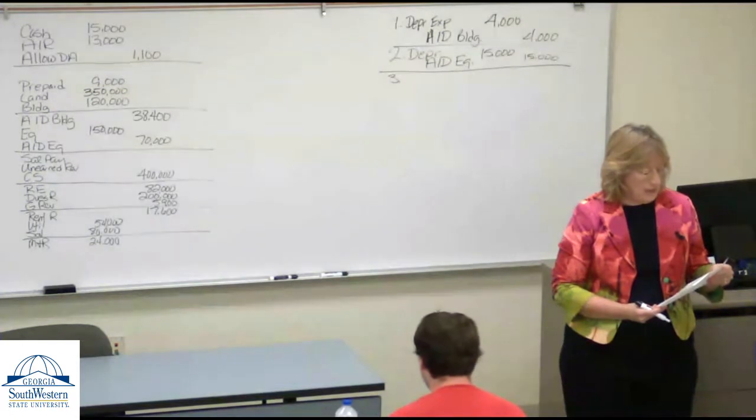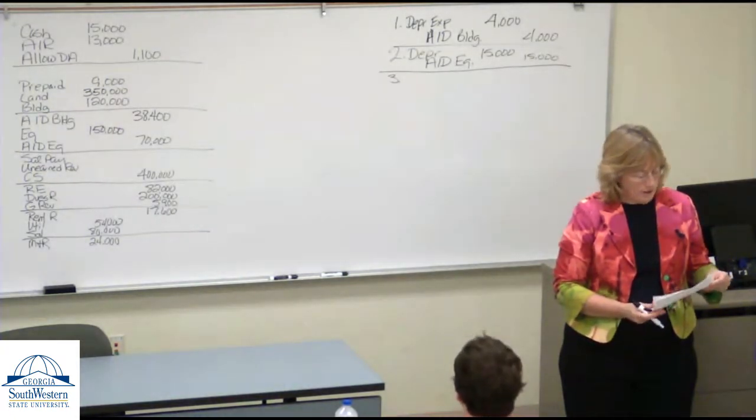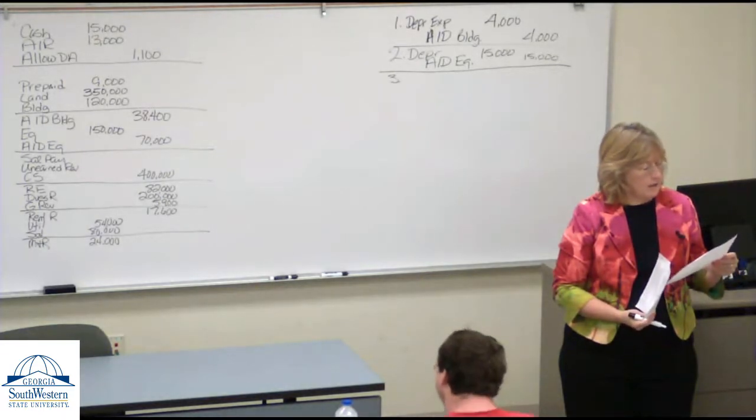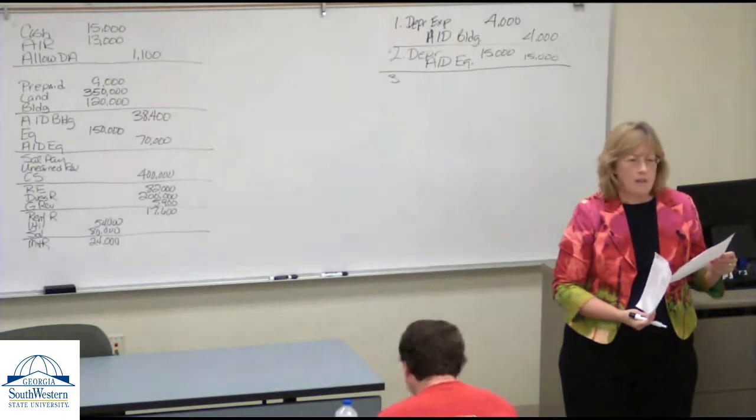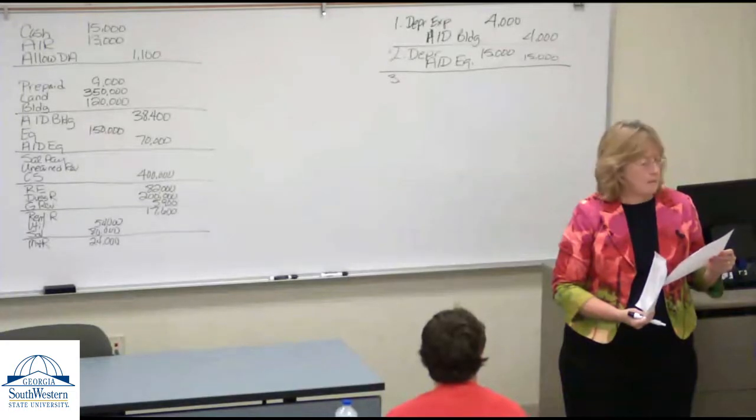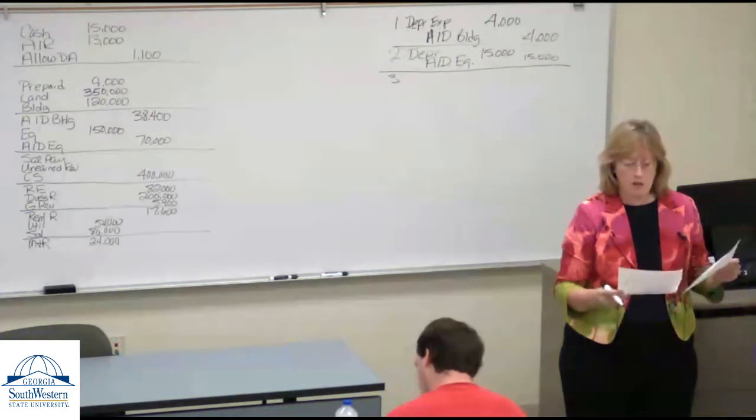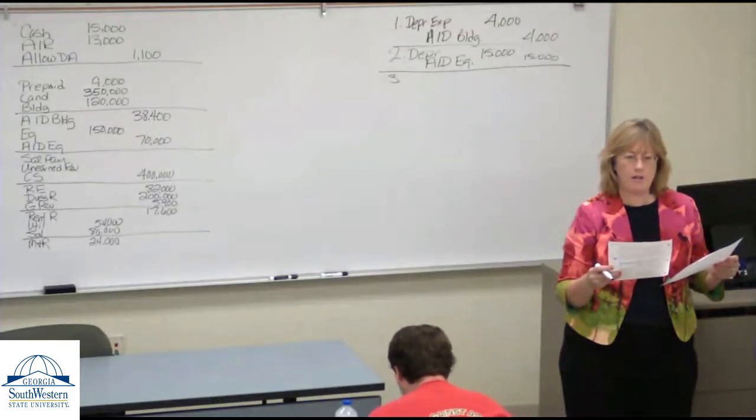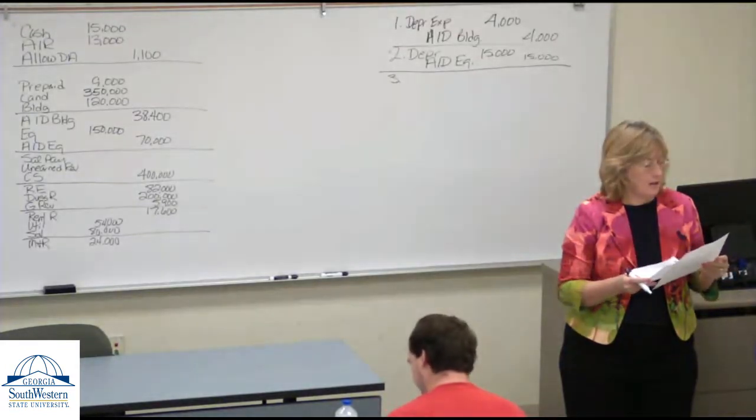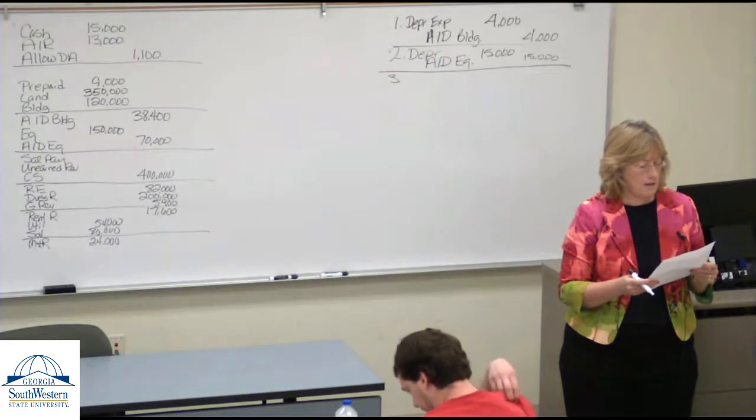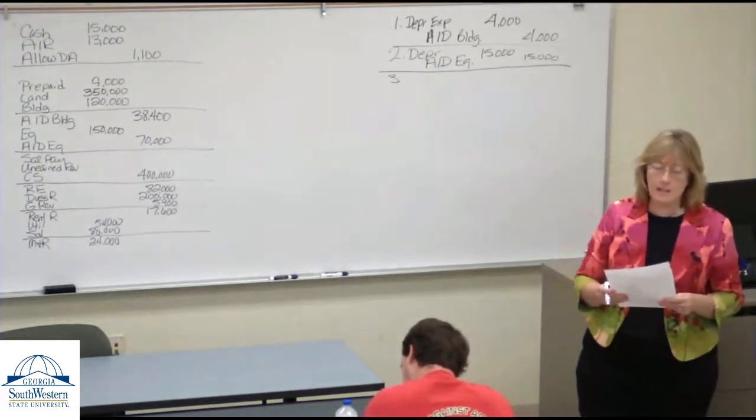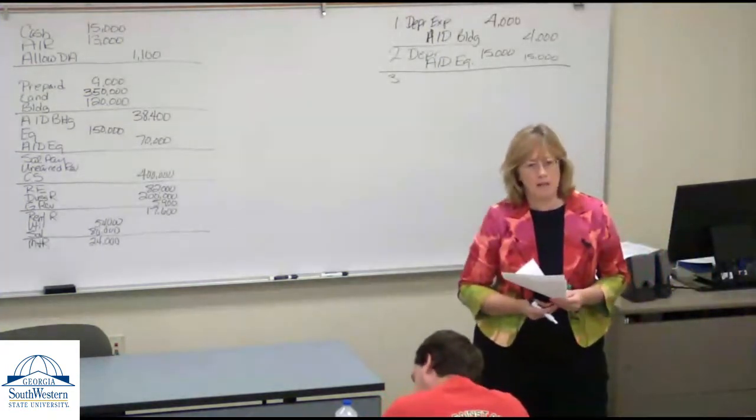All right, number 3, insurance expired during the year of 3,500. Now, how much did we have in insurance? You guys in the back, right? Okay, so what was the question? Well, let's see, what are they talking about? Insurance expired during the year. Prepaid insurance. So how much was in prepaid insurance? 9,000. And they say so much expired. What does that mean?